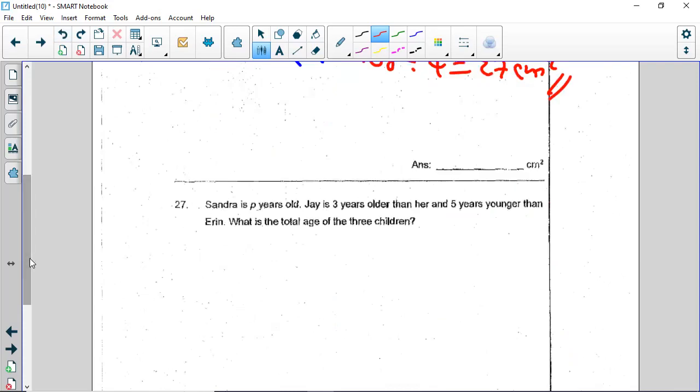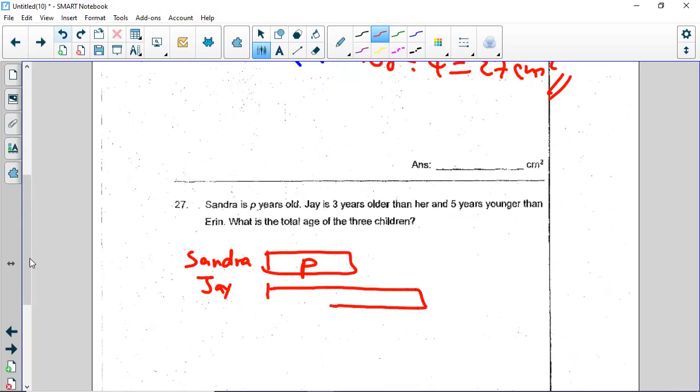Okay, this is algebra and draw model. Draw a model if you are not so sure. Sandra is 3 years old. I should put the name. Let me just write the name because there are so many letters, so that you don't get confused. J is 3 years older, so P plus 3. And who is 5 years younger than Irene?